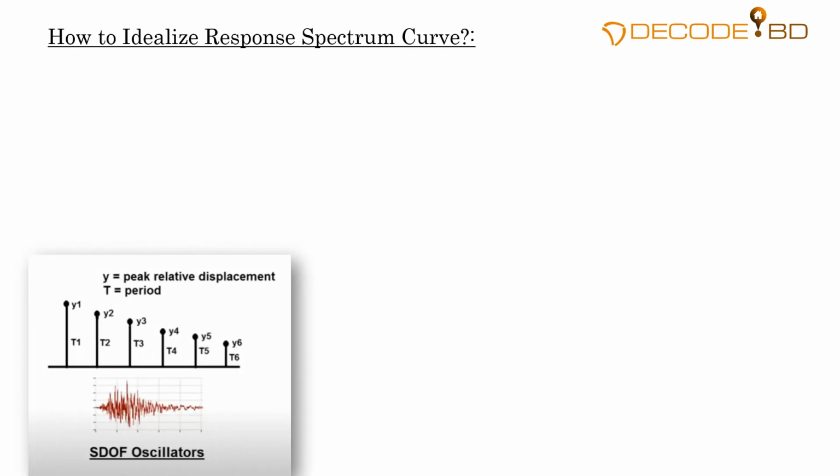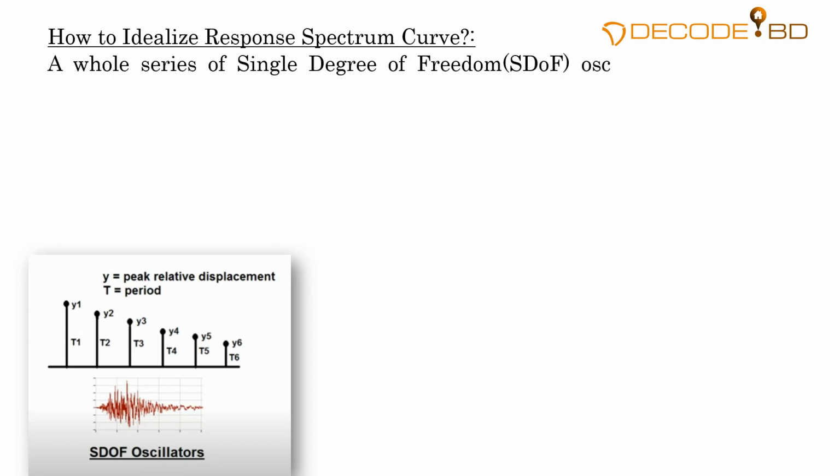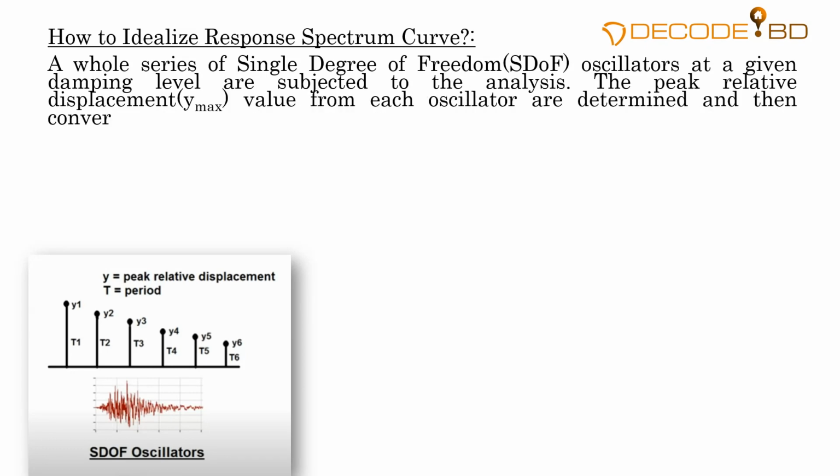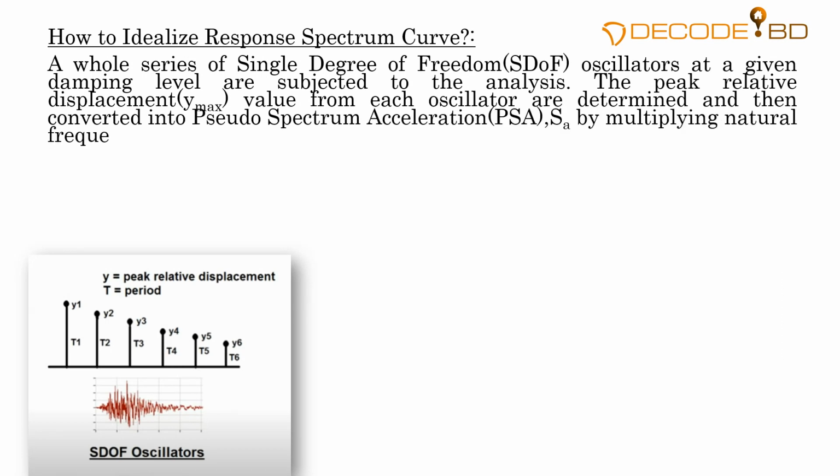How to idealize a response spectrum curve. This is a figure of SDOF oscillators, single degree of freedom oscillators. A whole series of single degree of freedom oscillators at a given damping level are subjected to the analysis. The peak relative displacement Ymax from each oscillator is determined and then converted into pseudo spectral acceleration SA by multiplying by the natural frequency omega squared. That means SA equal to omega square into Ymax.